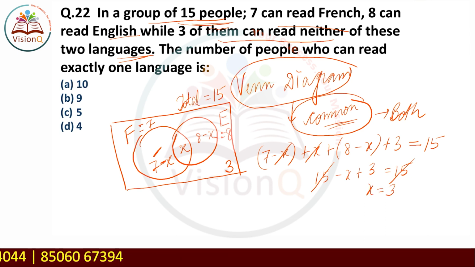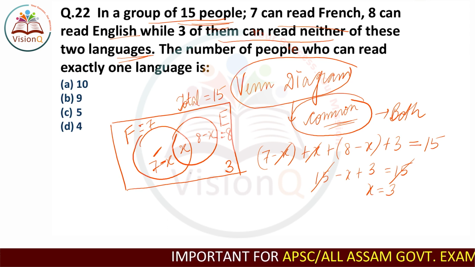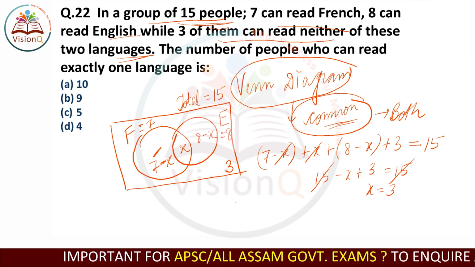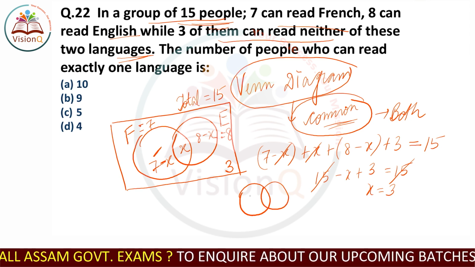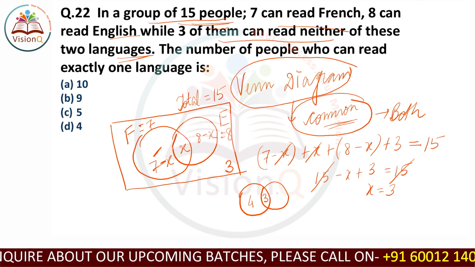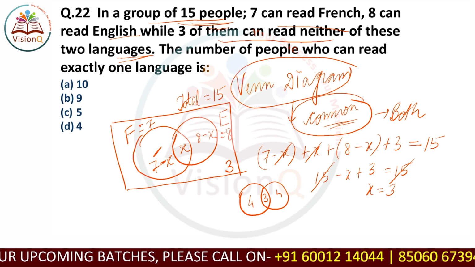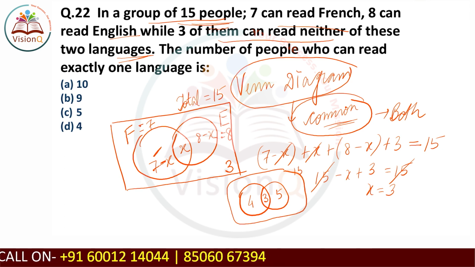That means 3 people can read both these 2 languages, English and French. So this x value is 3 here. Now if I put x as 3 here and again draw a Venn diagram, I will get this value as 4, this value is 3, and this value becomes 8 minus 3, which is 5, and the total value is 15.